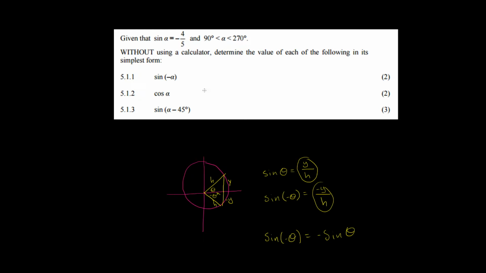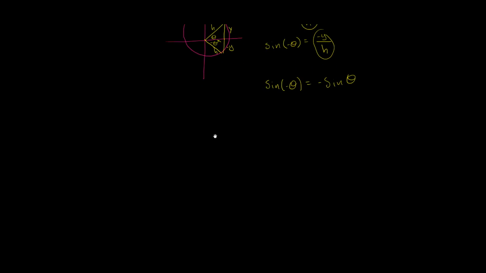So let's see what answer we get for the first part then. Well, we're asked to find sine of negative alpha, and we know that sine of alpha is negative 4/5. That means sine of negative alpha is just going to be positive 4/5. Okay. Now let's work on the second part, the cosine of alpha.